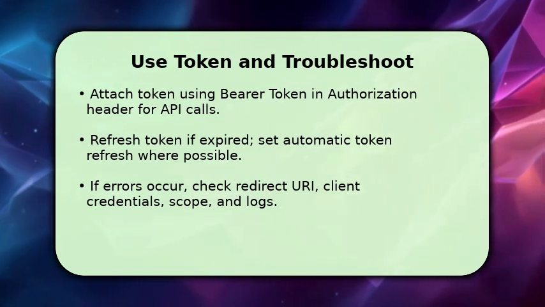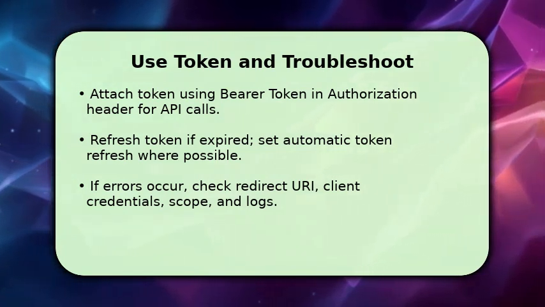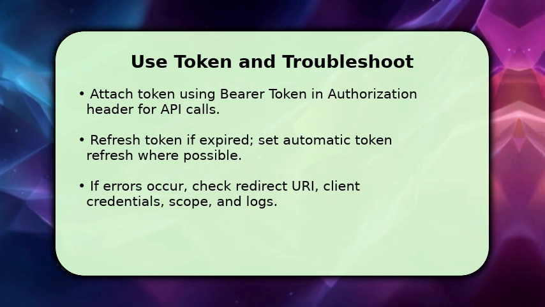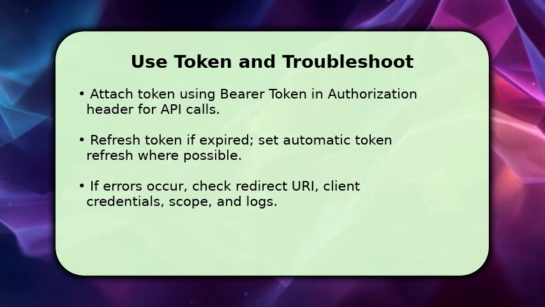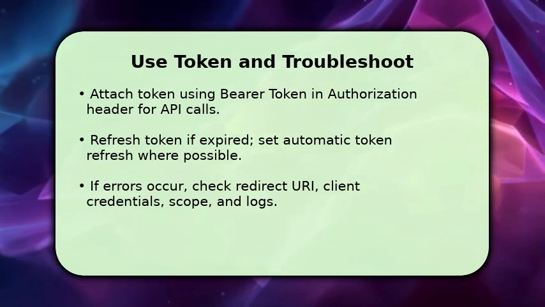Choose bearer token so Postman sets the authorization header correctly. If the token is short-lived, use the refresh token flow to obtain a new access token. Configure Postman to handle refresh automatically when available.